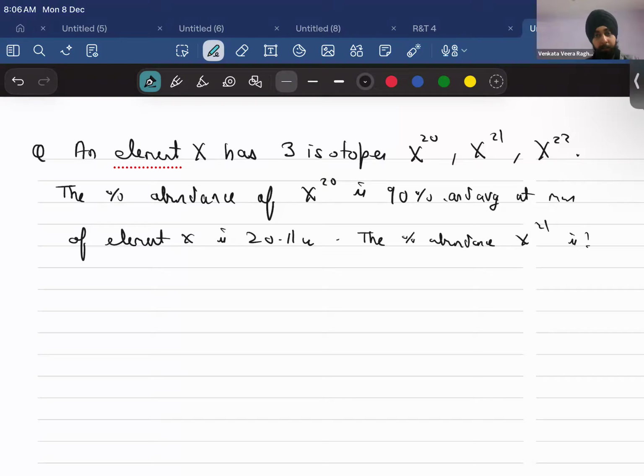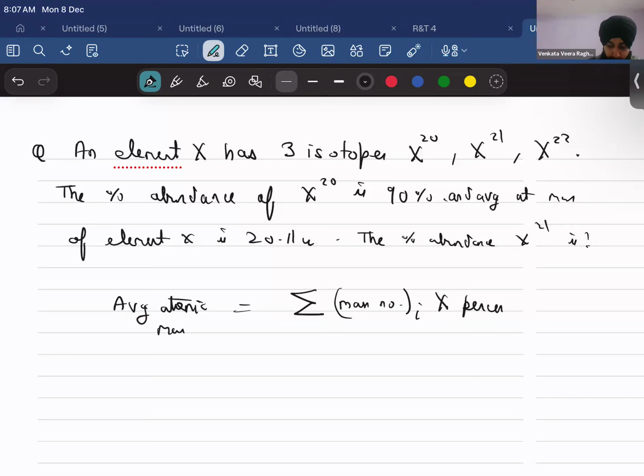We know how to calculate the average atomic mass, right? It's nothing but the summation, and this is the symbol for summation, of the mass number of the ith isotope, whatever isotope you are taking, into the percentage abundance of that isotope. And this is the summation. That means you have to do it for all the isotopes present there.